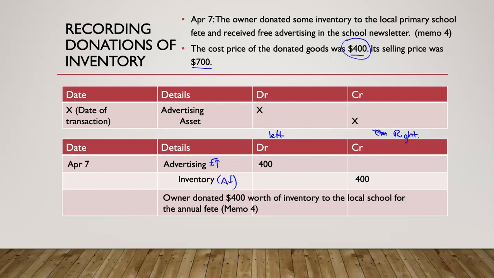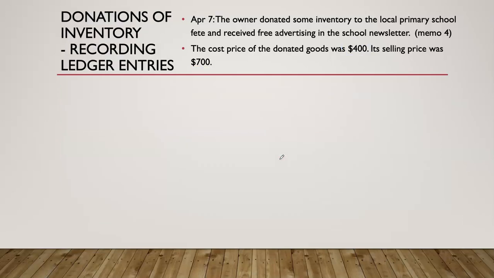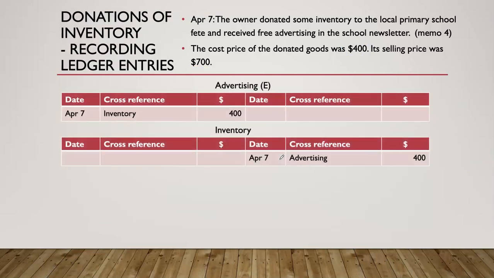And record this in our general ledger. So our advertising is going to be recorded on our left-hand side in our ledger. Inventory is going to be recorded on our right-hand side, like so. Again, remembering we've done a debit here and a credit for inventory. So in our advertising, inventory is written in our cross-reference, because that is our credit. Advertising is listed in our inventory as our cross-reference because that is our debit, and we are telling the other side of the story.